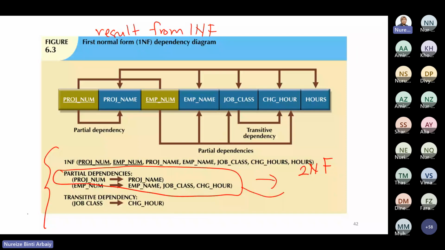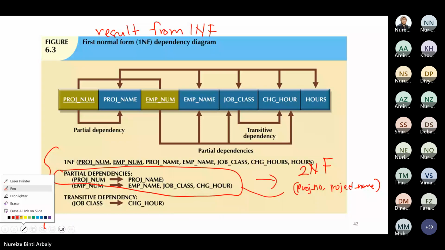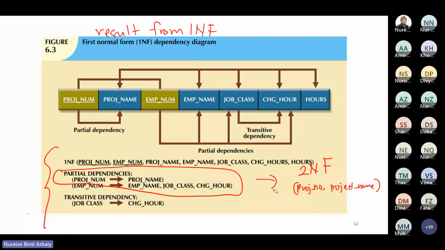So now we have project number. We say that project number identifies project name. So project number, project name. This is in a table format, sorry, schema format. What's missing? Usually we have a table name. This is a table form.